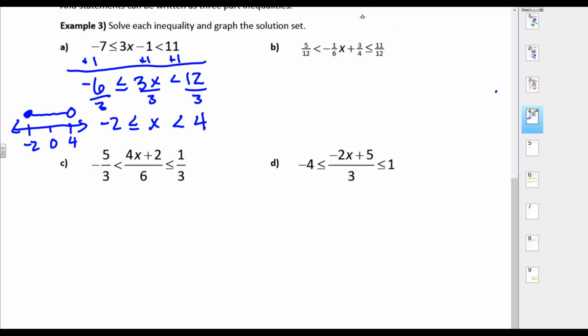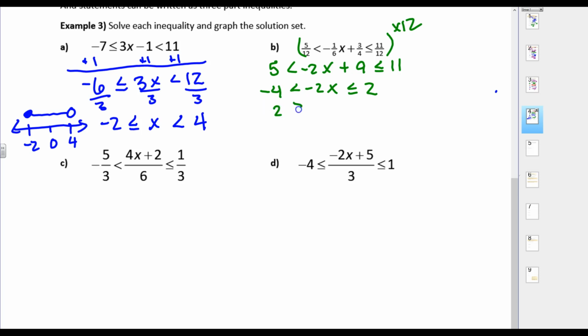This next equation, b, the easiest way to solve it is to multiply everything in the equation by 12 to kill the denominator, because fractions are not our friend usually. So I end up with 5 is less than 1/6 times 12, which is going to get me negative 2x, plus 3/4 times 12, which is going to get me 9, which is less than or equal to 11 because the 12s cancel. I'm going to subtract 9 from all sides. I get negative 4 is less than negative 2x, which is less than or equal to 2. And when I divide by the negative 2, remember, whenever you divide an inequality by a negative, all of your signs flip. So I get 2 is greater than x, which is greater than or equal to 1.